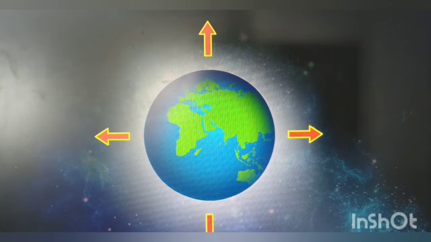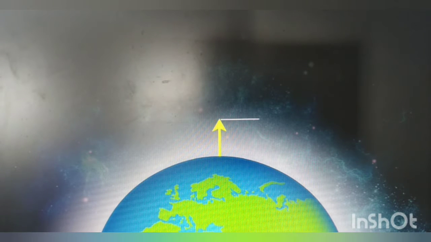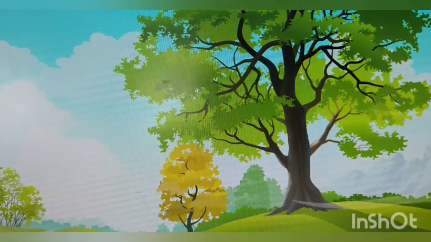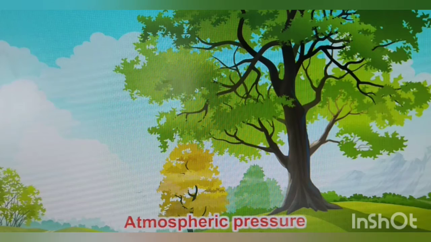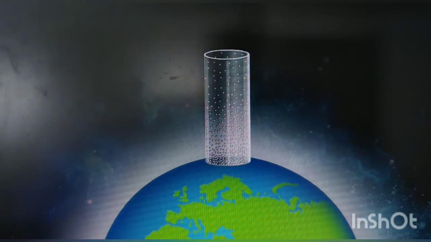This layer of air is called atmosphere. The atmosphere exists to about 16 km height. It further extends up to about 400 km in a very dilute form. The pressure created due to air is called the atmospheric pressure.